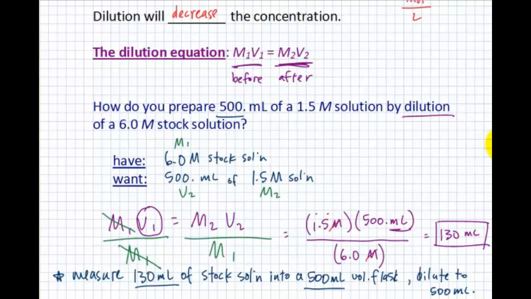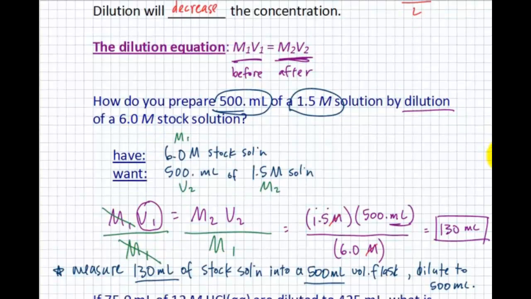The other quick thing that you can do is that the two numbers in your problem that describe the same solution are always multiplied together. So here we talked about how to prepare 500 milliliters of a 1.5 molar solution. Okay? Both of these are describing that same solution. So those are the ones that will get multiplied, and then we end up dividing by the other one. So that's another quick thing you can use to check to make sure you've got it set up right.